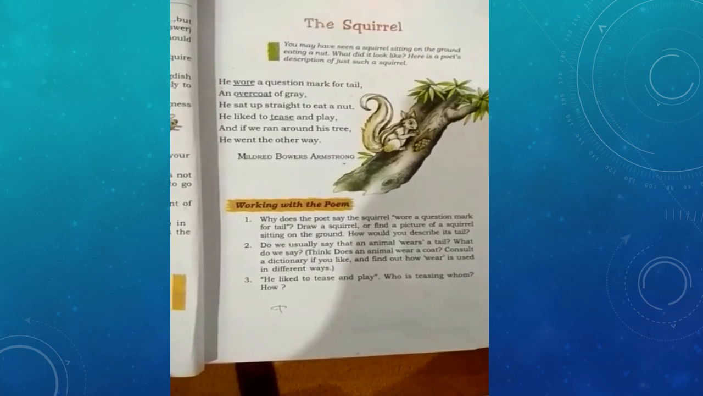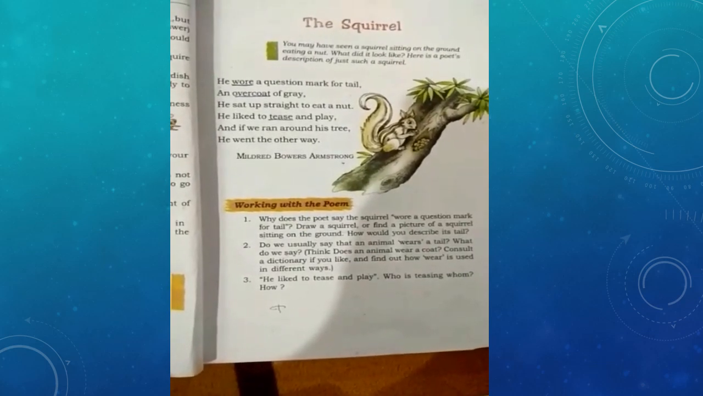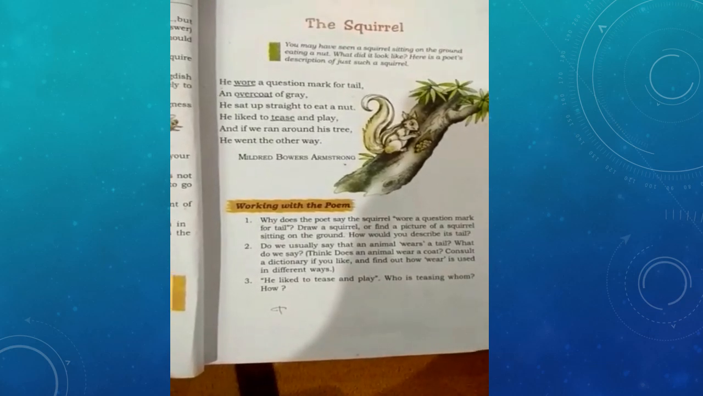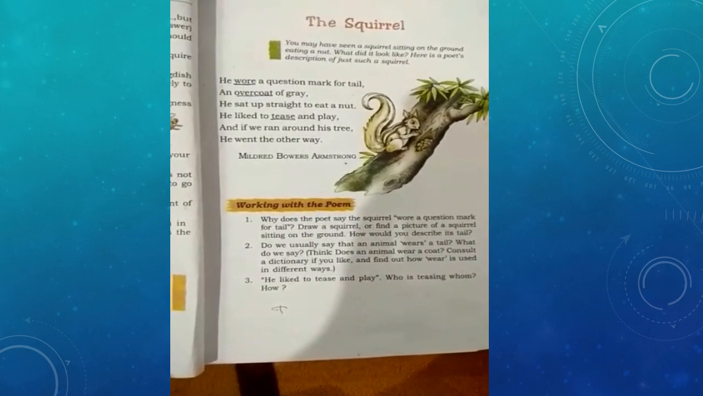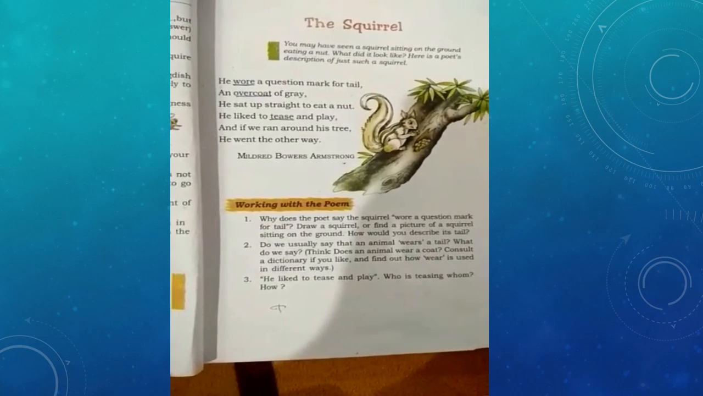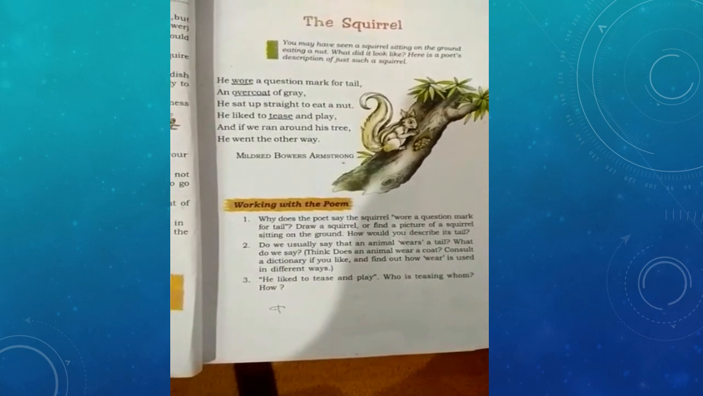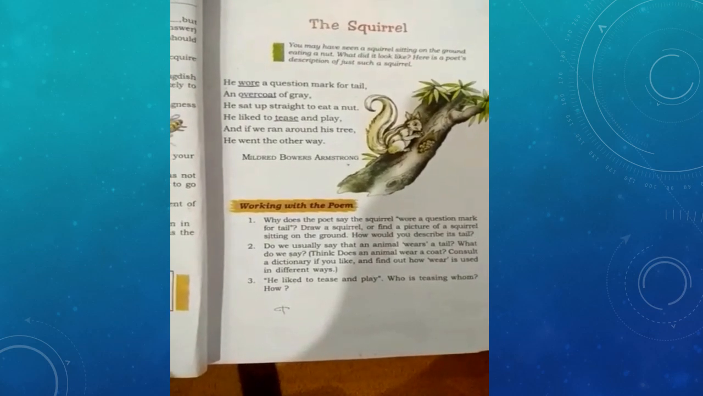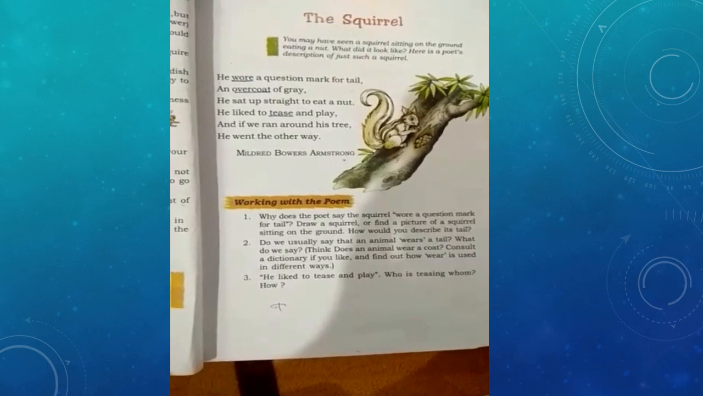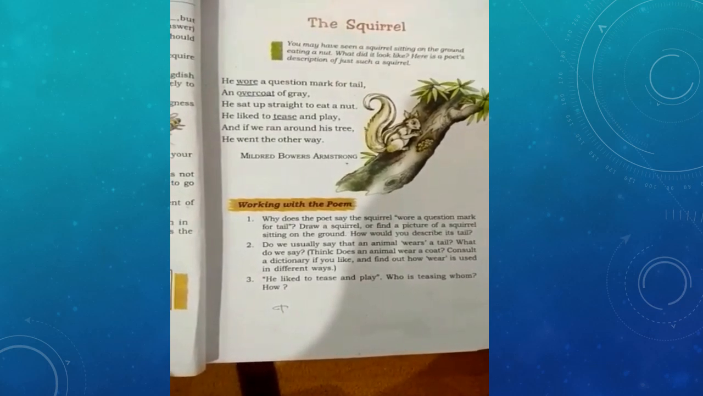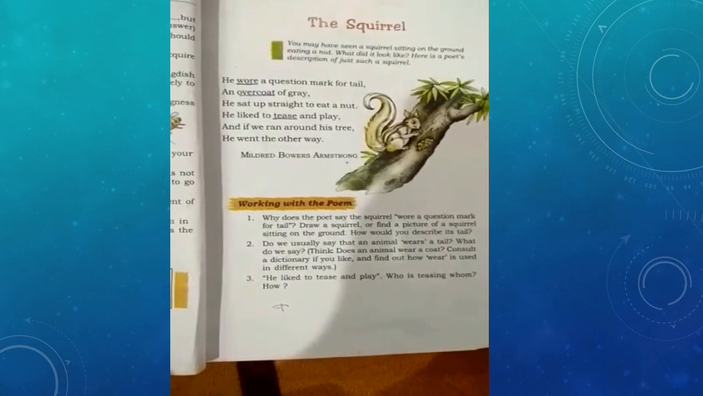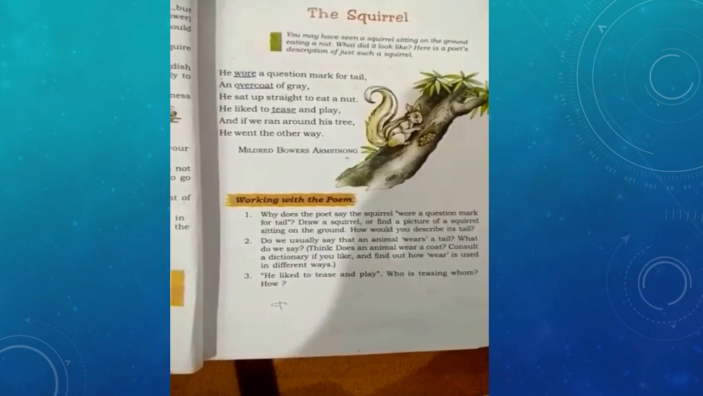Here the poet used many words which are in the past form. In line number 1, he used wore. Wore is the past form of wear. In line number 3, sat up is the past form of sit up. Liked is the past form of like. Ran around is the past form of run. Went is the past form of go.